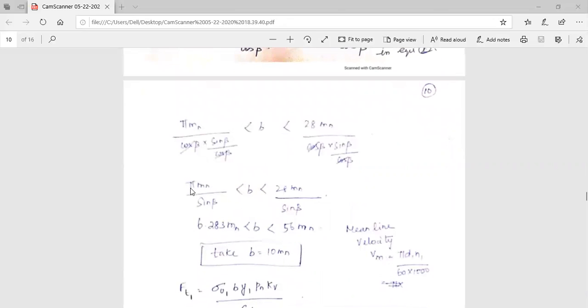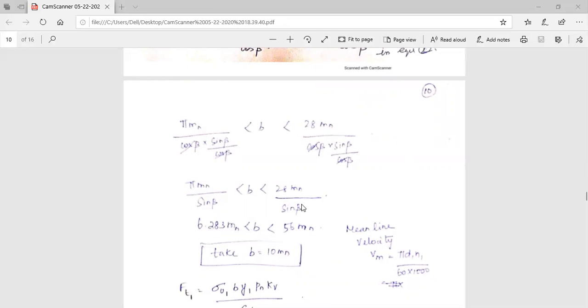Substitute the value of pi and sin beta. Already we know the helix angle beta is equal to 30 degrees. Substituting in this equation, you get 6.283 mn is greater than b is less than 56 mn. So the face width value is within these two, a maximum of 56 mn and a minimum of 6.283 mn. That's why we take a round value, b is equal to 10 mn.